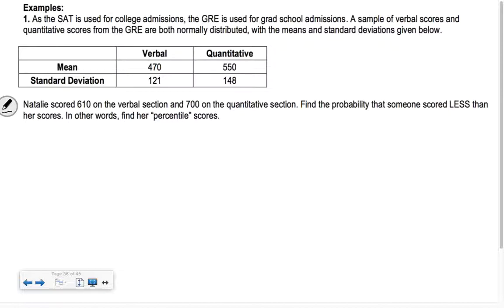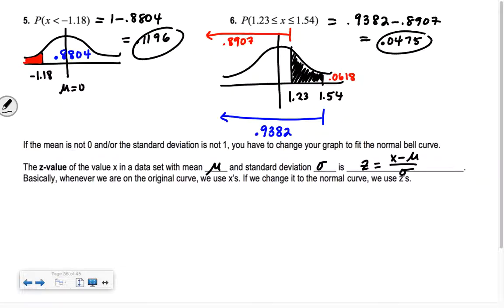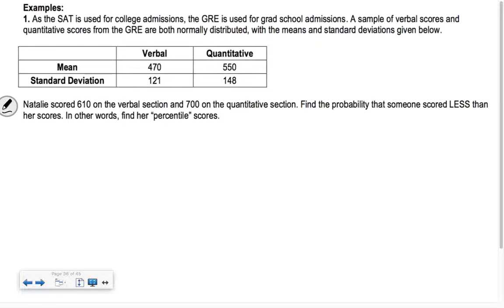So this problem says, as the SAT is used for college admissions, if you want to go to grad school, you have to take a test called the GRE. The GRE has a verbal section, an English section, and a math section, a quantitative section as well. A sample of the quantitative scores and verbal scores are both normally distributed, so there's an average score for all the students and a standard deviation. Natalie scored a 610 on the verbal section and a 700 on the quantitative section. Which test did she do better on, the English or the math?